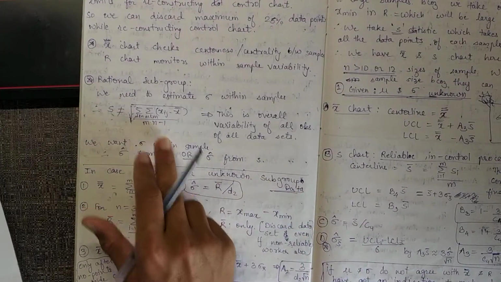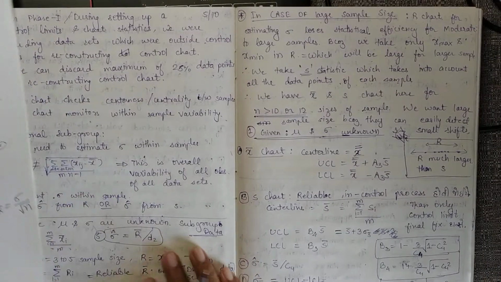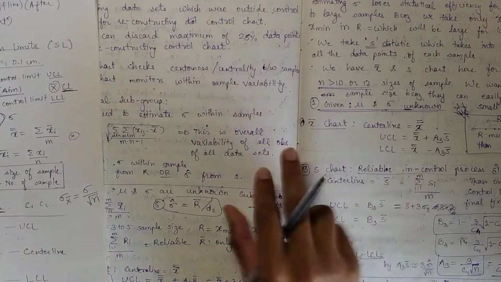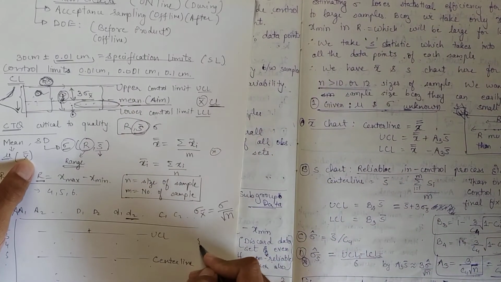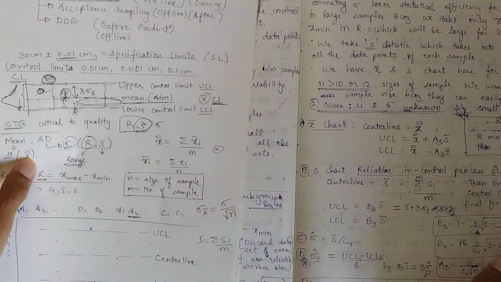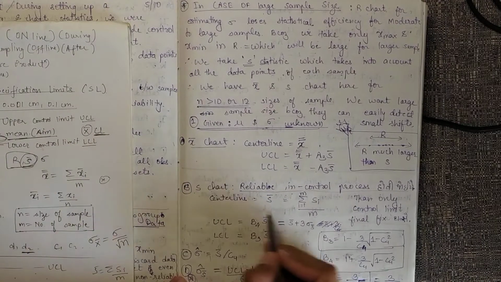The formula for s is here, and for each sample we can find the value of s and then take the mean. So we'll get s bar, similarly: the summation of si divided by the number of samples.